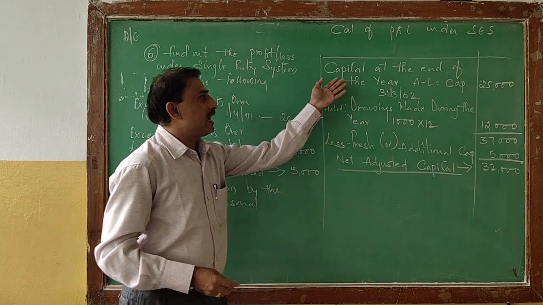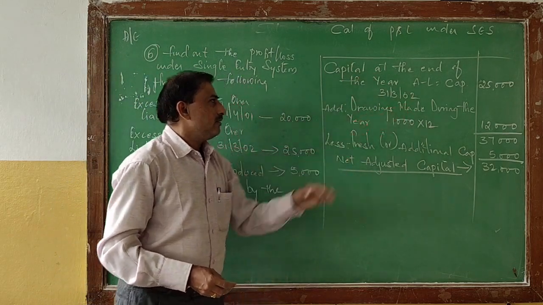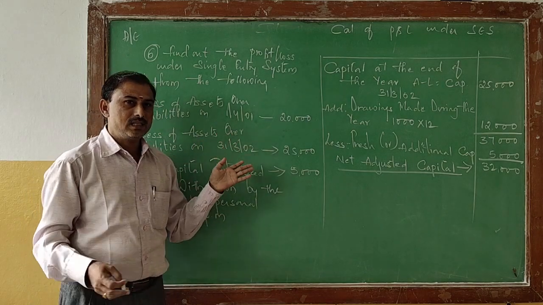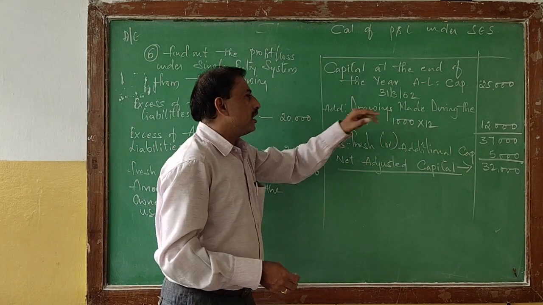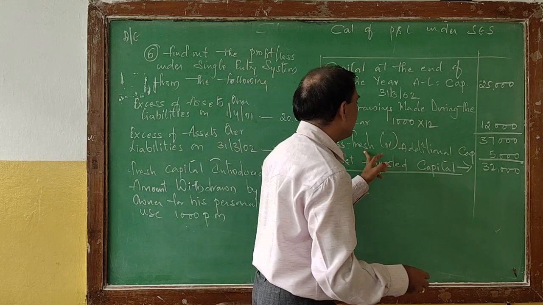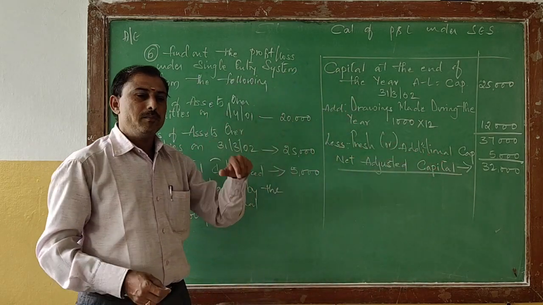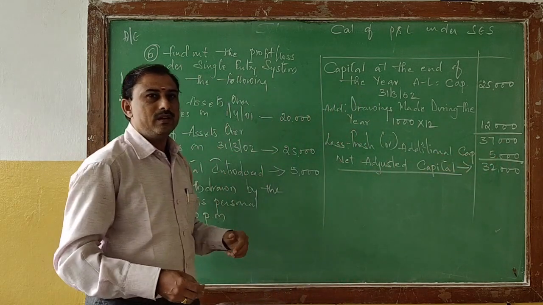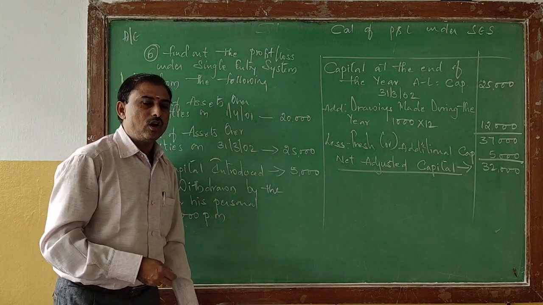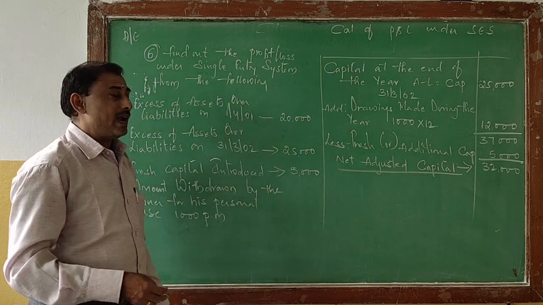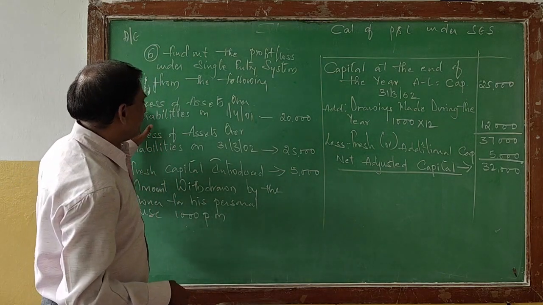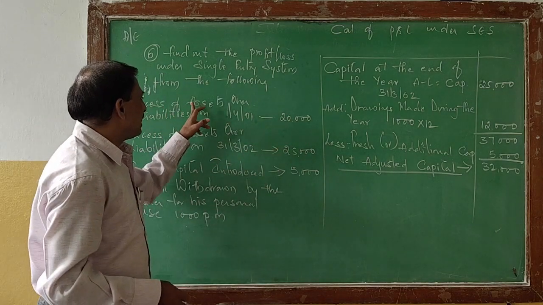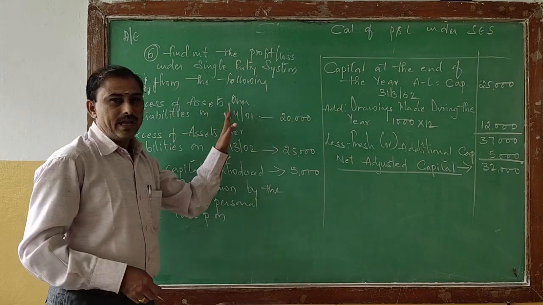We started with the capital at the end of the year, which we will call the excess of assets over liabilities. Then we added the drawings made and we deducted the additional capital introduced in the business. You got 32,000. From this 32,000, we need to deduct the capital at the beginning of the year. Again, the capital at the beginning of the year is 20,000. They are given as excess of assets over liabilities.